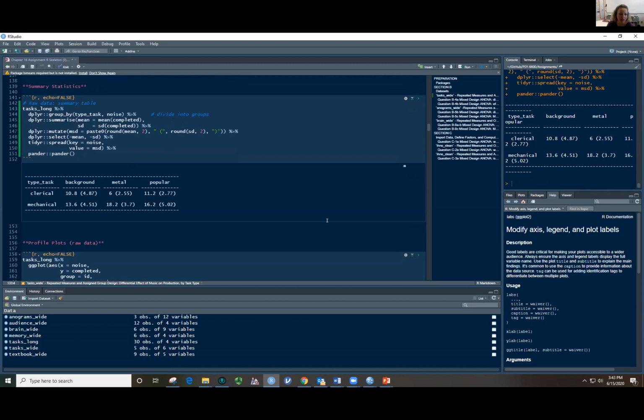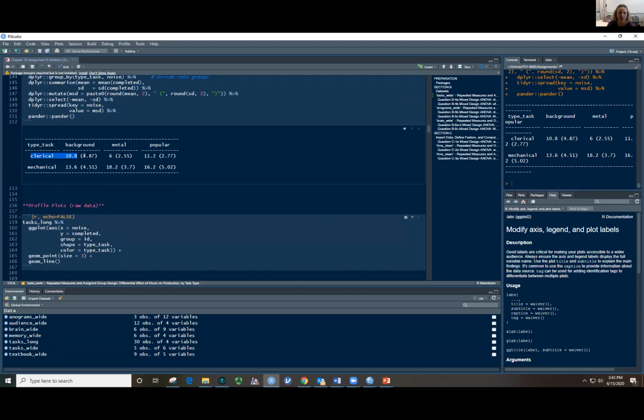So here's our summary statistics. What does it look like? People doing clerical tasks, what pattern do you see with the eyeball test? When do they do more or less on the clerical tasks? Popular music, they get more done. Heavy metal, they get less done. What about mechanical tasks? Do we see the same pattern? Much more efficient in metal. They do more during metal. Overall, they're getting more of these done. Maybe these are quicker things to do, I don't know. But they're doing the most in the heavy metal.